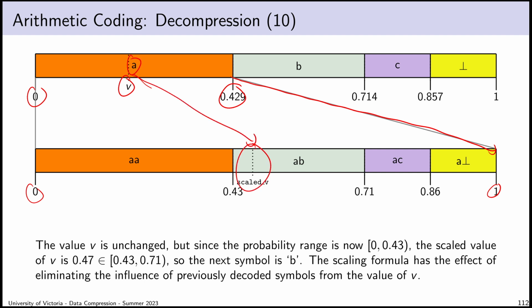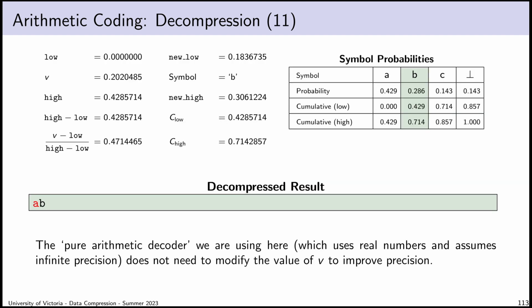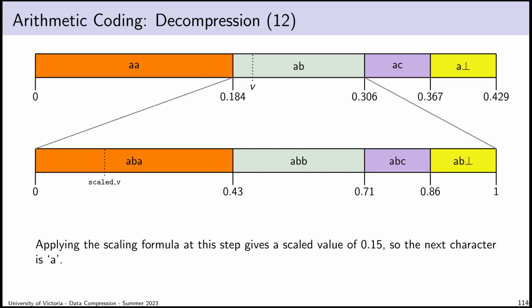So I'm inside A, because I'm inside the window for A because A was my previous character. Now I'm looking at all the possible next characters. So A, B, C, or end of message. Scaled v lands inside the range for B, and that means my next character has to be B. Okay, so I've got the B, I go grab its cumulative probabilities, I perform the encoding, I get my new low and my new high. So now low is 0.18 and high is 0.30 or so.